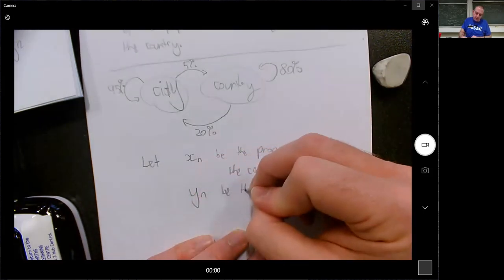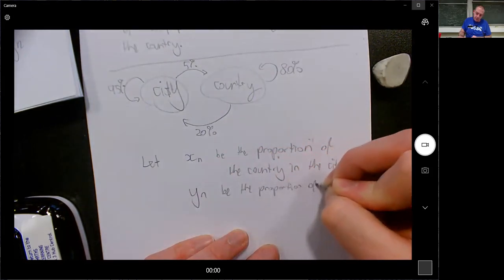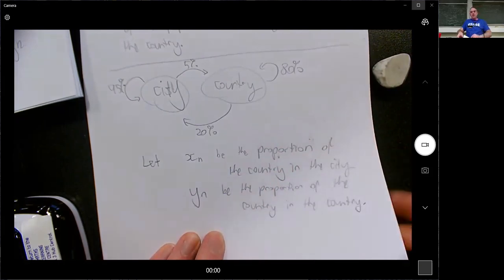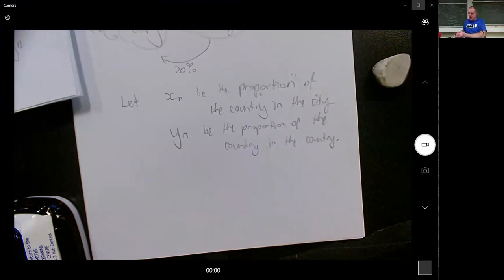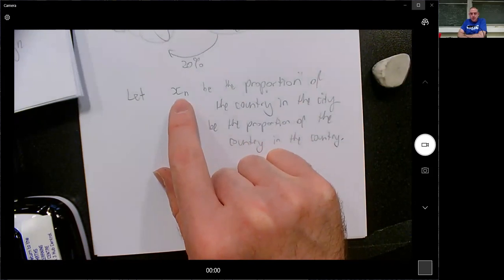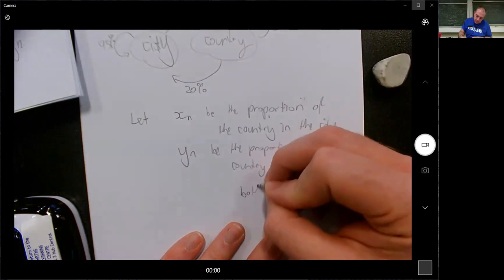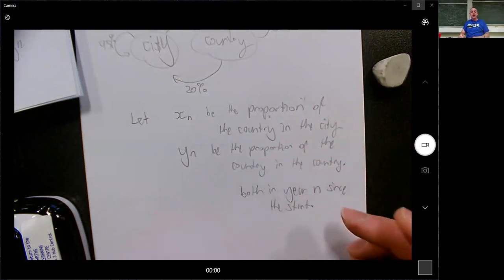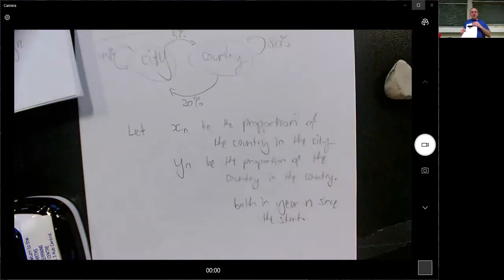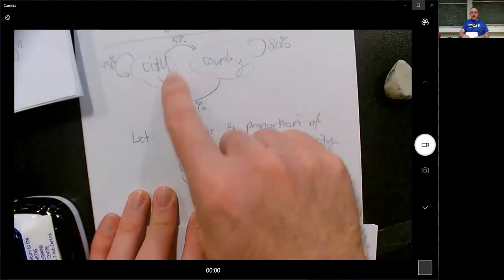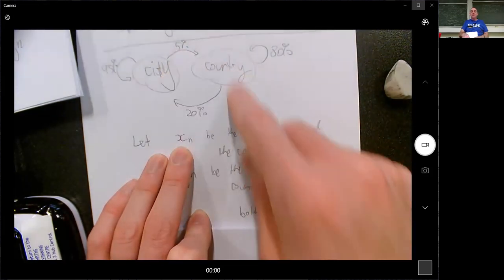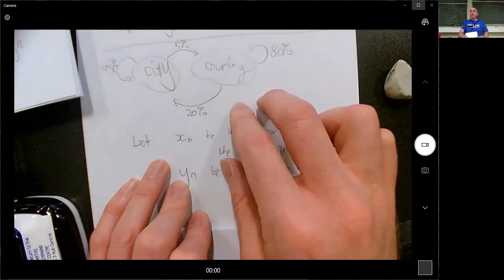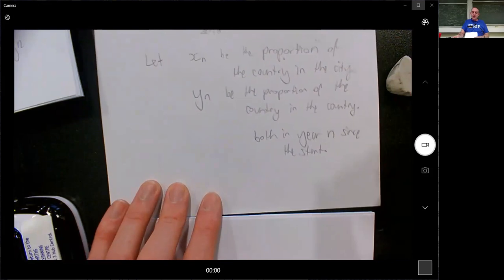And Y_n in the country. Right, so what I know is that at time, in year n since the start, like since we started watching, if I took 5% of the people living in the city and added them to who was in the country, but also simultaneously took 80% of the people who were in the country and put them in the city, then I'd end up with how many were in the country afterwards and how many were in the city. And I should say countryside, whatever.